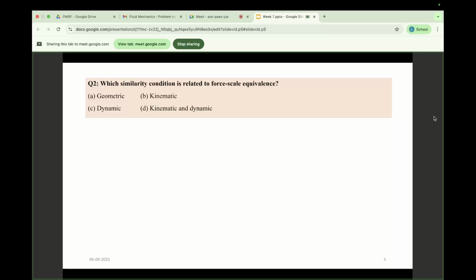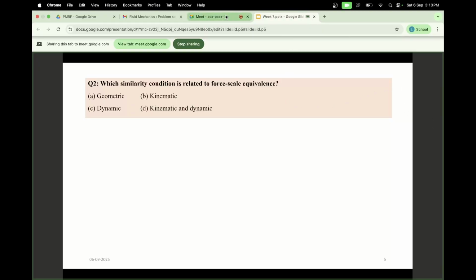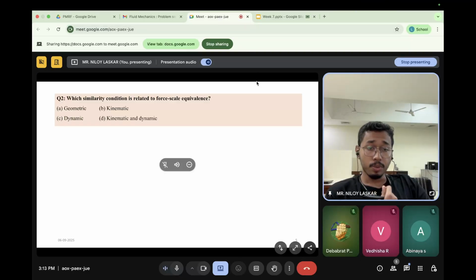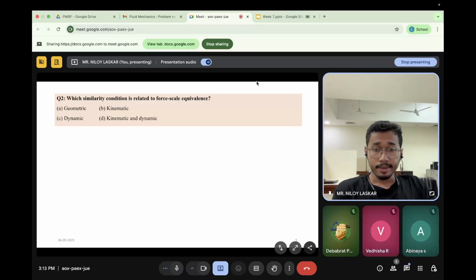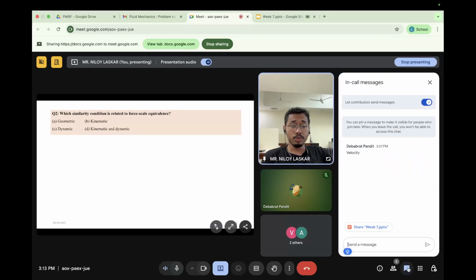The next question is: which similarity condition is related to force scale equivalence? These are the four options. First is geometric, then kinematic, dynamic, and the last is kinematic and dynamic. I am giving you a few minutes to solve this one. Please try. After that I will explain the concept for you. If you find that this concept is not clear to you, let me know.